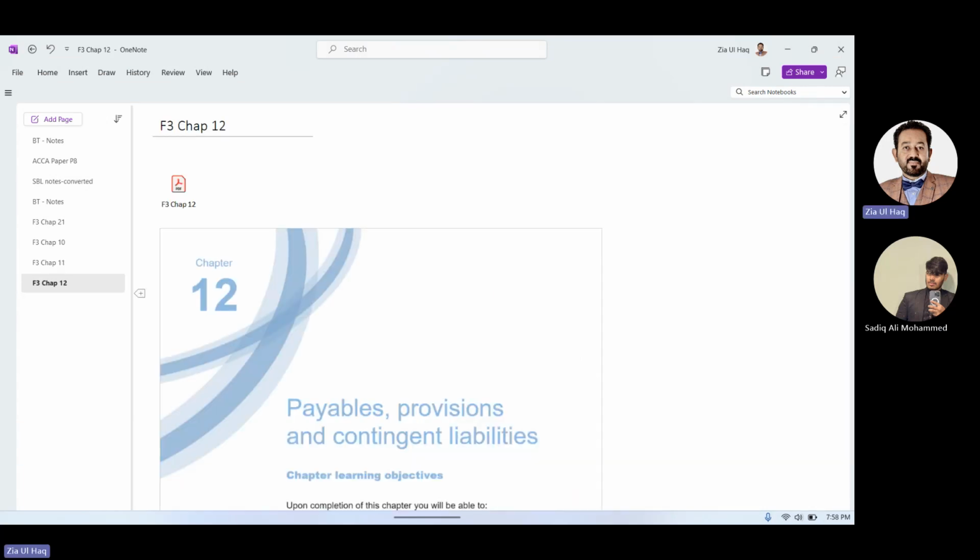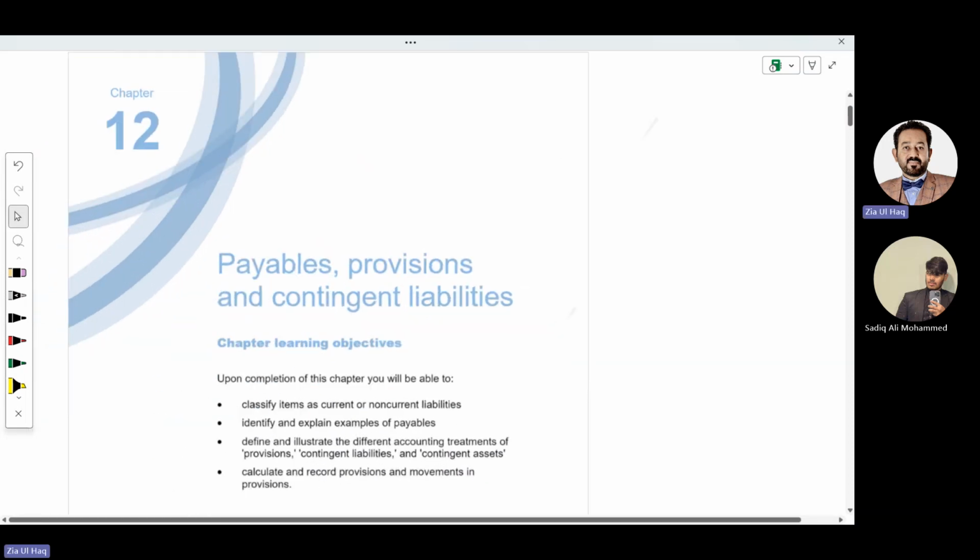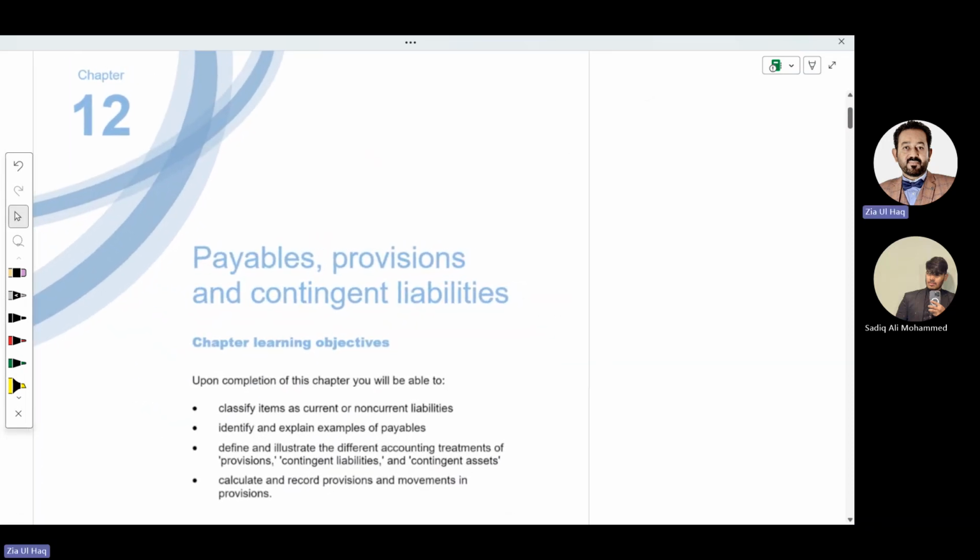Let's start the next chapter, chapter 12. It's another small chapter. It's based on four things. One is payable, one is provision, third one is contingent liability, and fourth one is contingent asset. Payable, provisions, contingent liability, contingent asset.